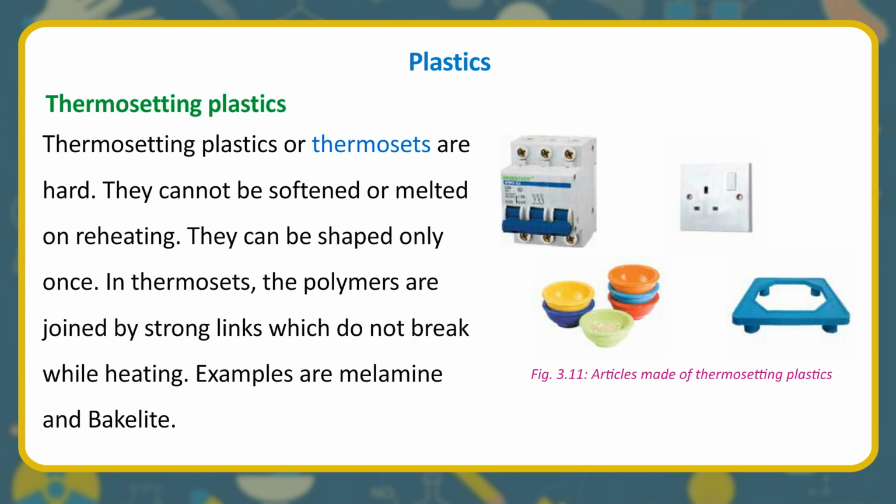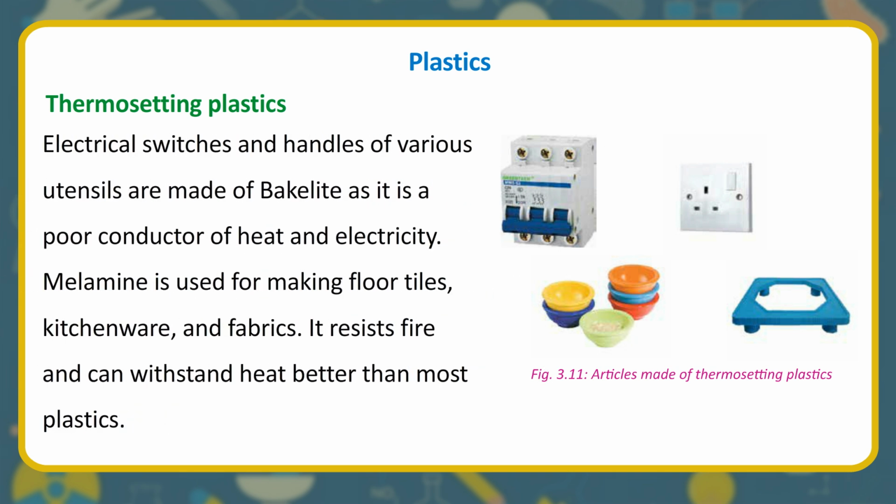Thermosetting plastics. Thermosetting plastics or thermosets are hard. They cannot be softened or melted on reheating. They can be shaped only once. In thermosets, the polymers are joined by strong links which do not break while heating. Examples are melamine and bakelite.